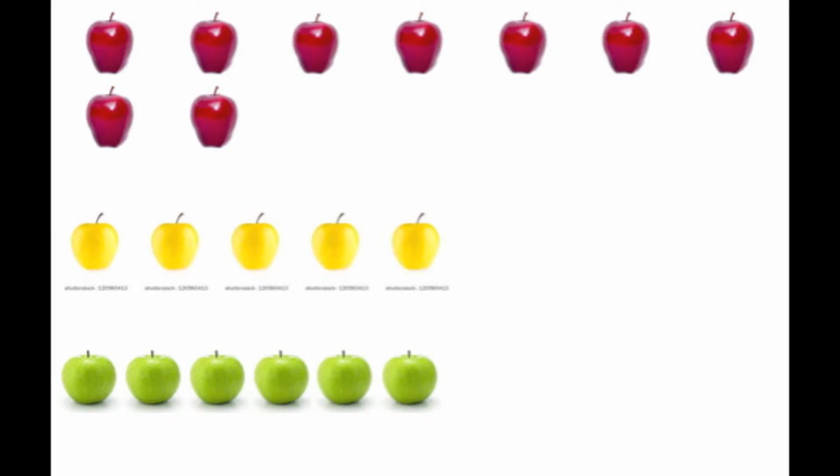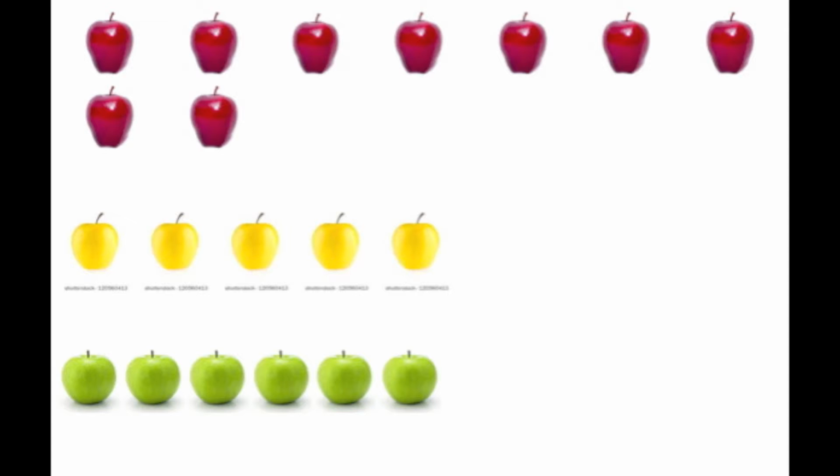There are 1, 2, 3, 4, 5, 6, 7, 8, 9 red apples. Next, let's count the yellow apples. There are 1, 2, 3, 4, 5 yellow apples. So next we must count the green apples. There are 1, 2, 3, 4, 5, 6 green apples.